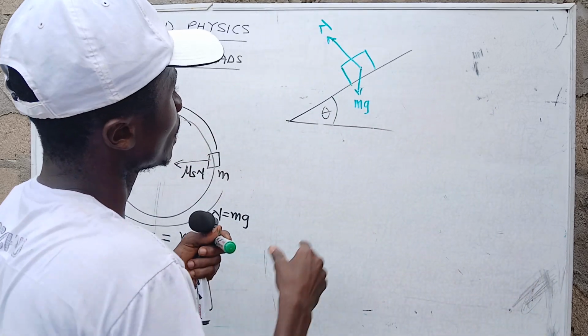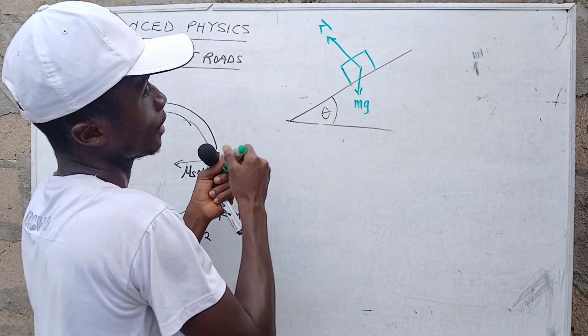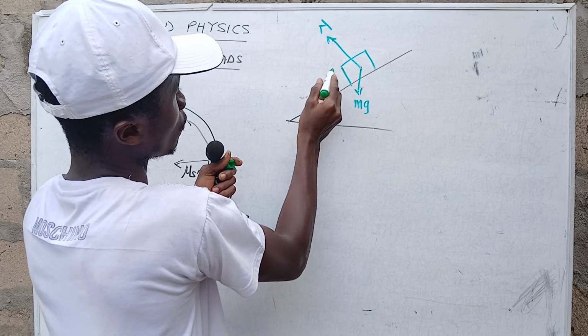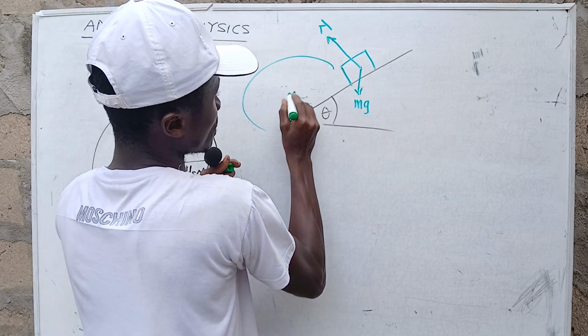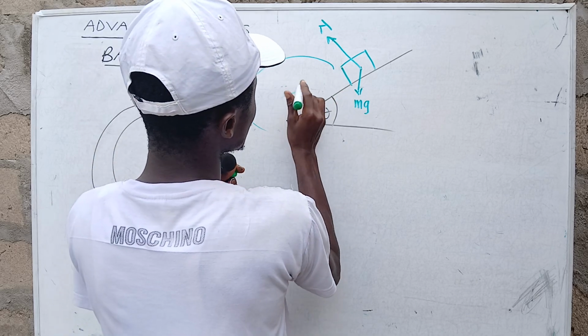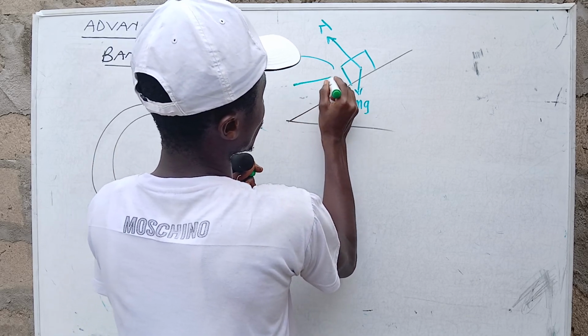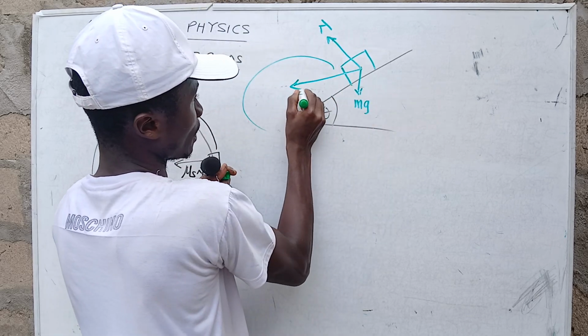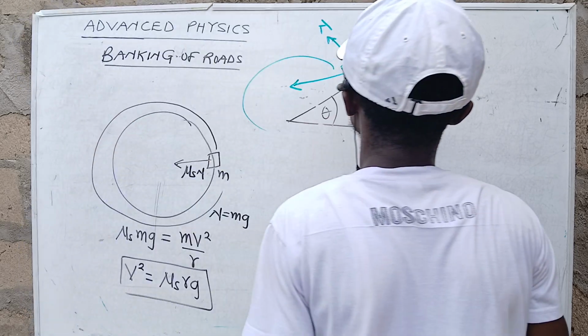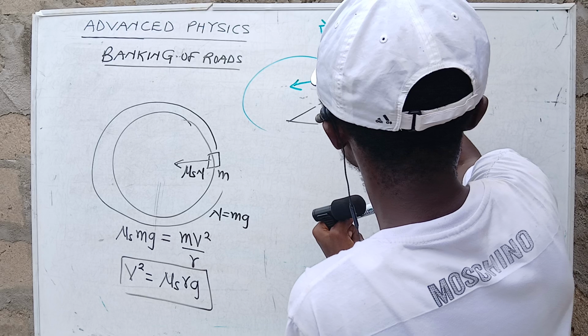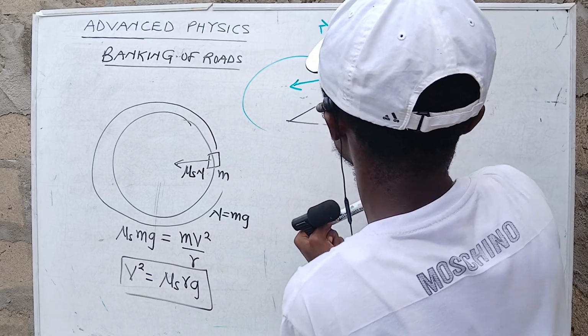Now this road is part of a circle. See, the road goes as a circle. So then if this is the center of the circle, you need a component of the normal reaction towards the center of the circle. And you need a component which is also parallel to mg.